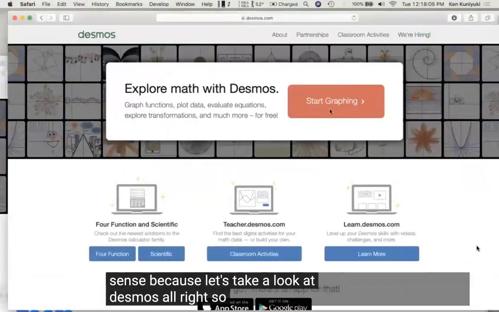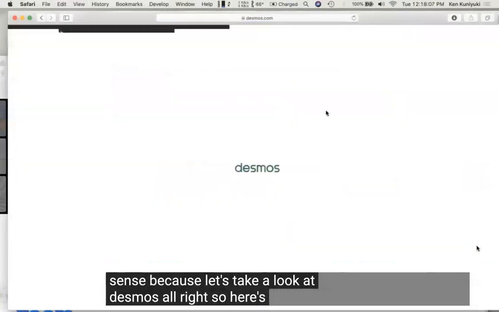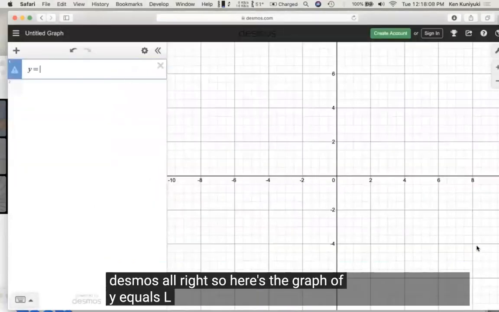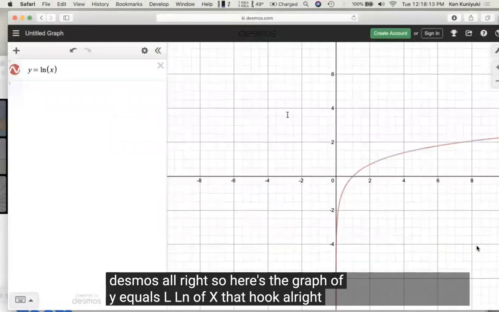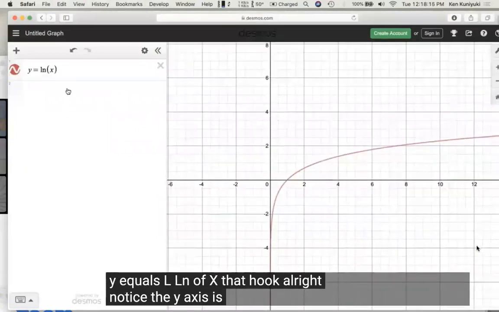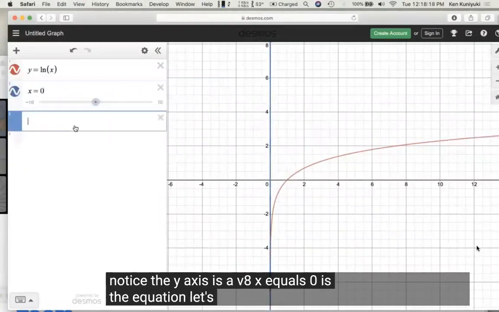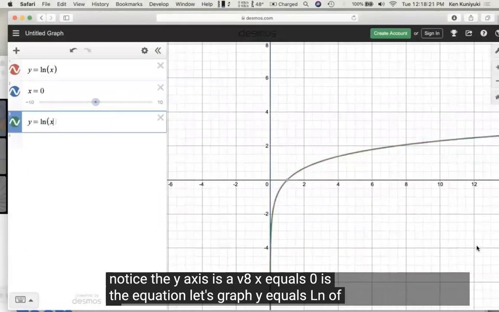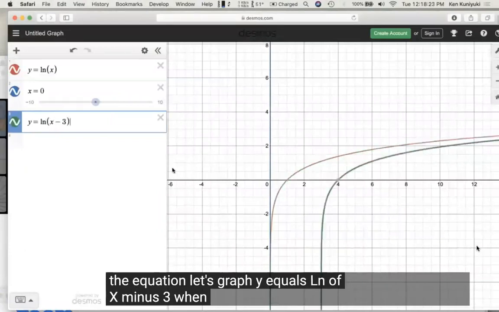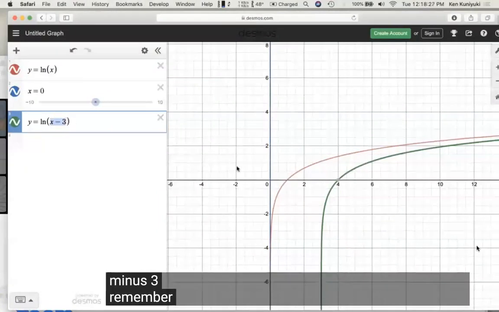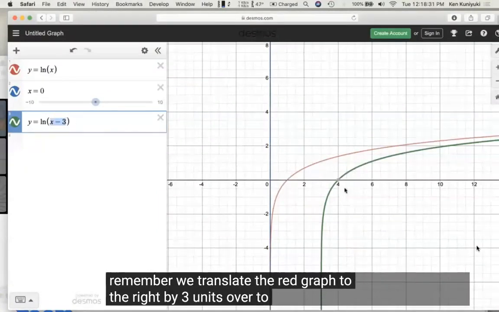All right, so here's the graph of y equals ln of x, that hook, right? Notice the y-axis is a VA, x equals 0 is the equation. Let's graph y equals ln of x minus 3. When we substitute x with x minus 3, remember we translate the red graph to the right by 3 units over to the green graph.